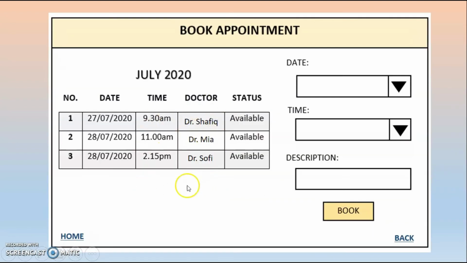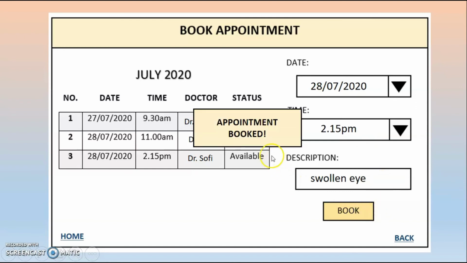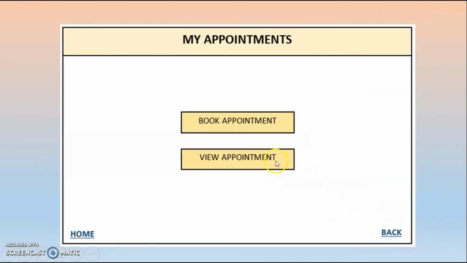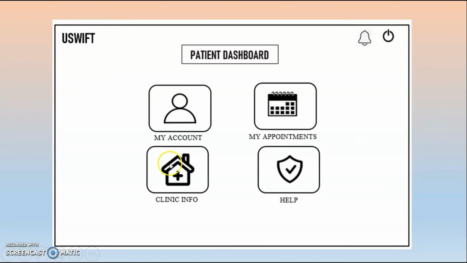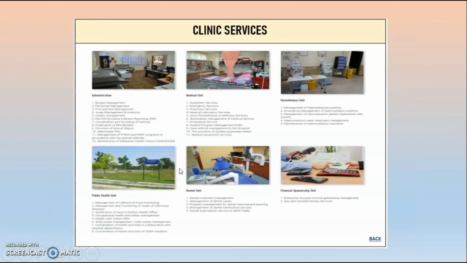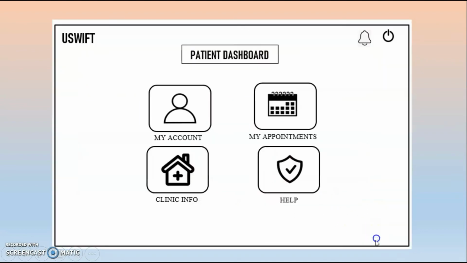So in this page, patient will be able to view the available slots and select their dates, time and also their description of the appointment. So they can book the appointment and also they can view the appointment that was booked. So in the view appointment, they can also edit the appointment if there are any changes, and also they can delete that booking.